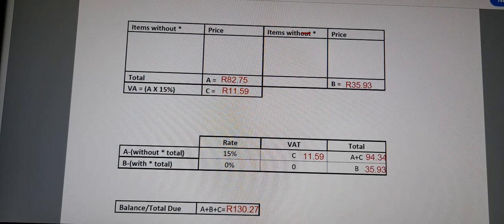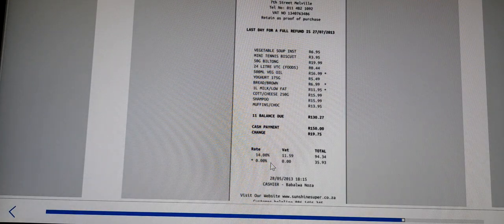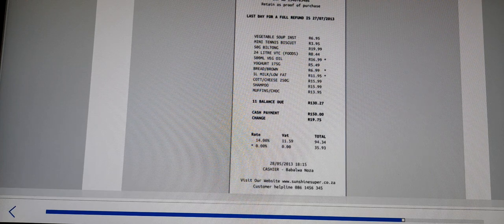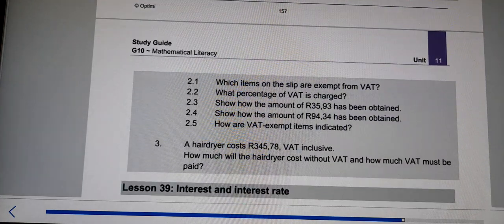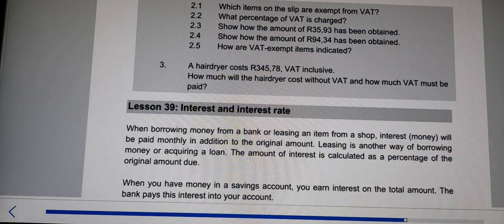So let's look at the questions that are in the book. So we have done everything. We have all these figures. Now let's continue and see what the question is asking. It will be so easy for you to answer the question. Which items on the slip are exempt from VAT? You will say that the items marked with an asterisk.